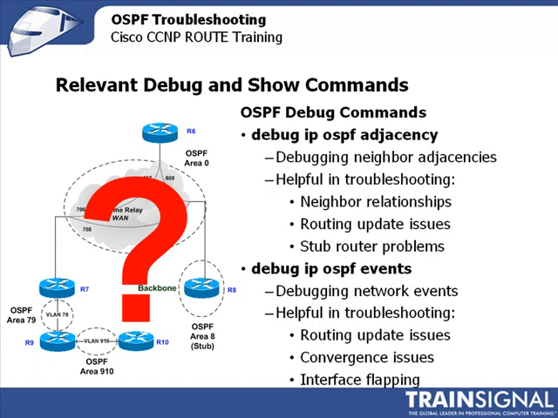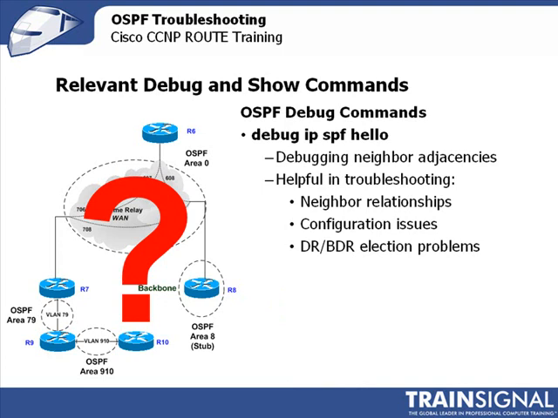Debug commands can also be particularly helpful in determining the cause of particular issues. The debug IP OSPF adjacency can help you with debugging neighbor adjacency issues. It's helpful in troubleshooting, obviously, neighbor relationships, routing update issues, LSA types, for example, and stub router problems. The debug IP OSPF events helps you debug network events. It'll show you the different things that are going on with the network from an OSPF standpoint. It can help you with routing update issues, convergence issues, and interface flapping.